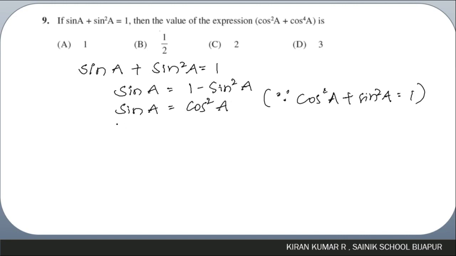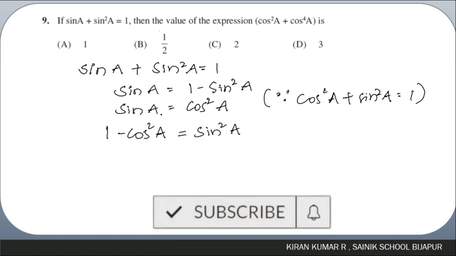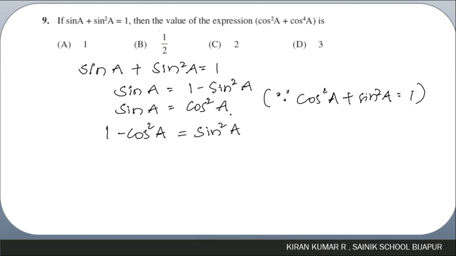Therefore, if I consider 1 minus cos square A, this will be equal to sin square A. Sorry, if I take sin square A, it becomes cos to the power 4 A.